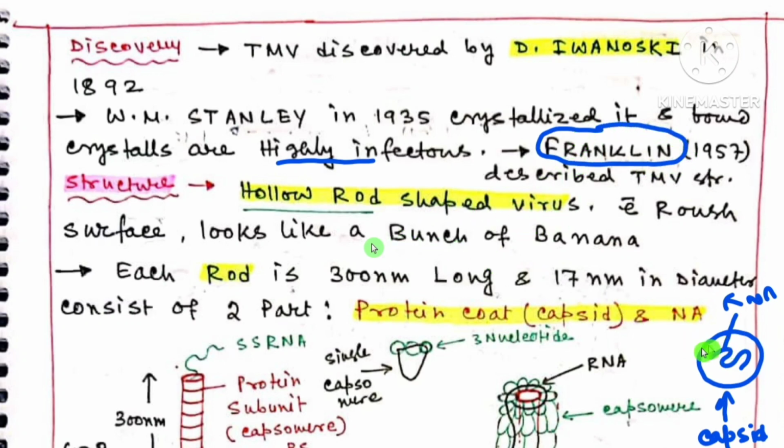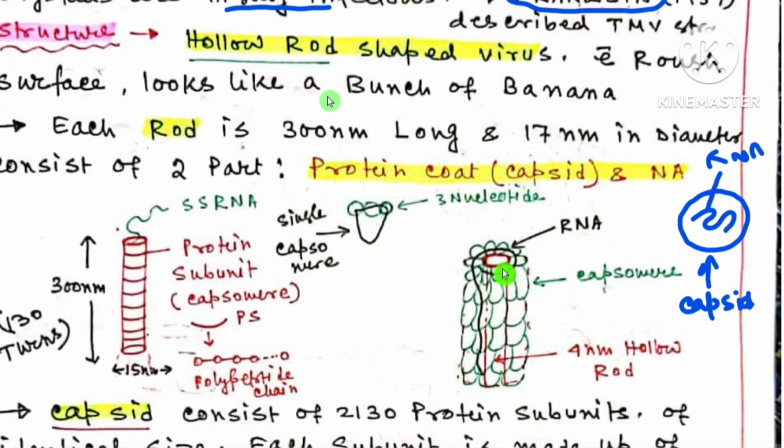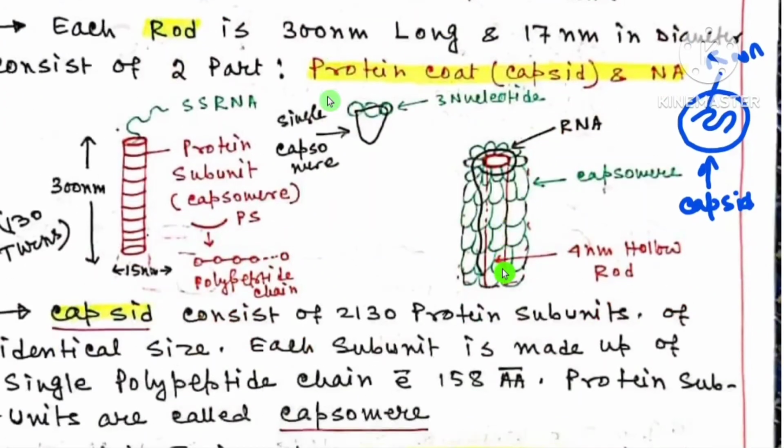And you know, any virus contains a capsid layer, so tobacco mosaic virus also contains a capsid layer, and the units of this capsid are usually capsomeres, and the capsomeres are grape shaped. So these are grape shaped structures.